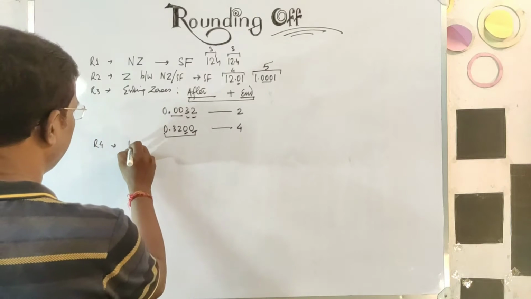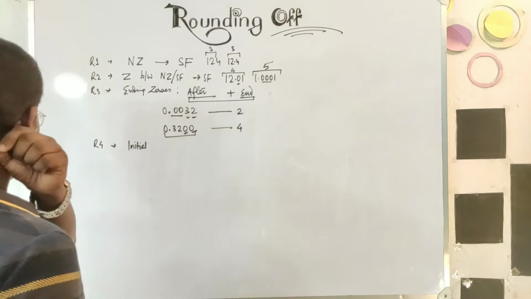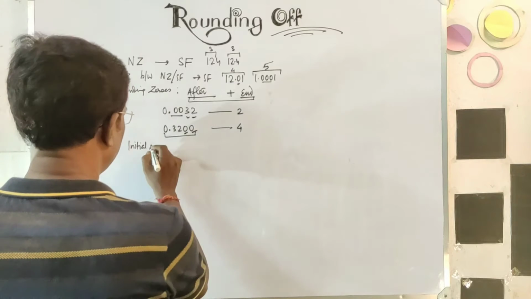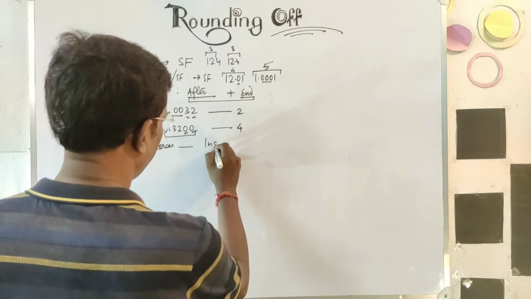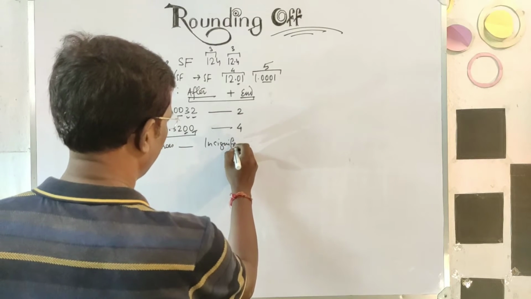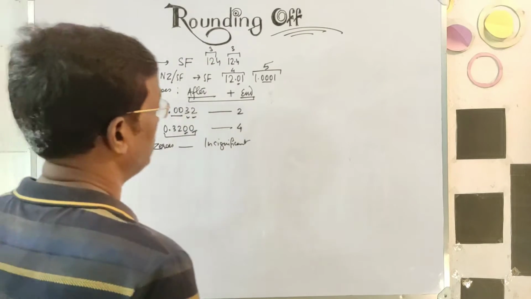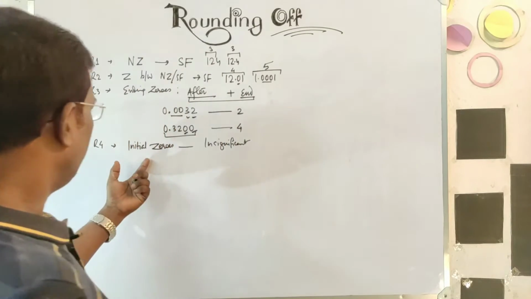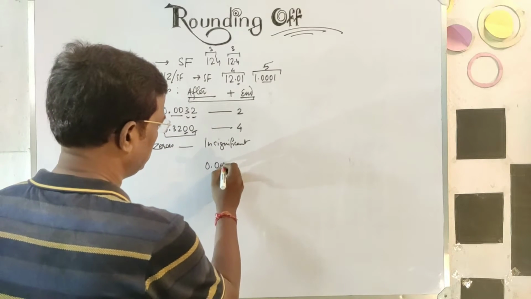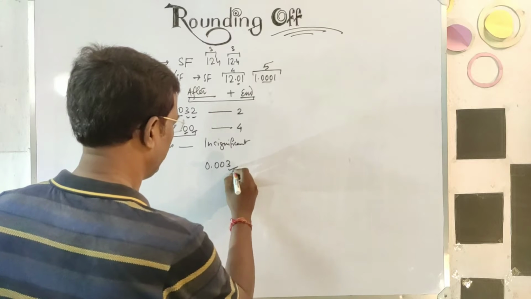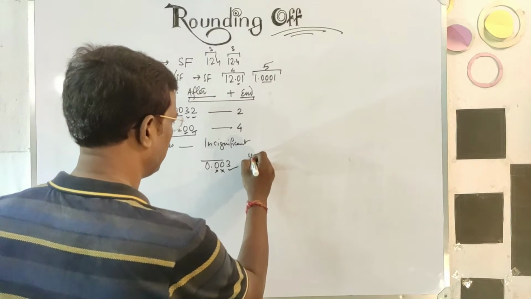Rule number 4, initial zeros. The zeros before a non-zero number, or before the decimal places, are called initial zeros. They are insignificant. One example I will take very fast, because my main motive is to go to rounding off. Initial zeros are insignificant. Let's take 0.003. It has only 1 significant figure, because these are initial zeros, ignored.